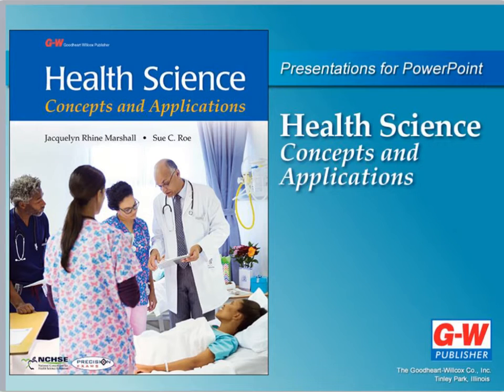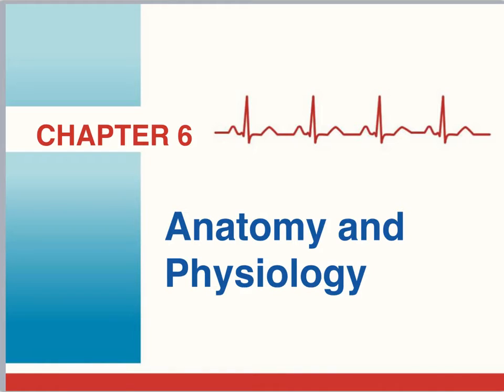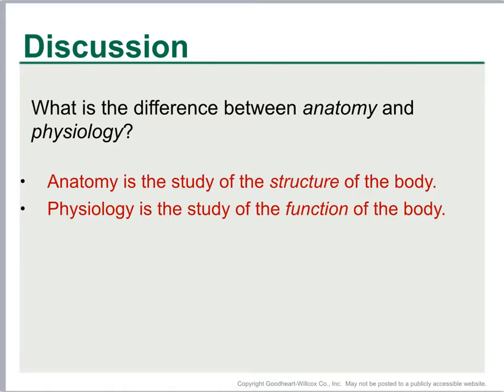So we're starting chapter 6, and this is going to be about anatomy and physiology. So what is the difference between anatomy and physiology? Well, anatomy is the study of the structure of the body, and physiology is the study of the function. So that's really important that you understand the distinction between the two. Anatomy is structure, physiology is function.